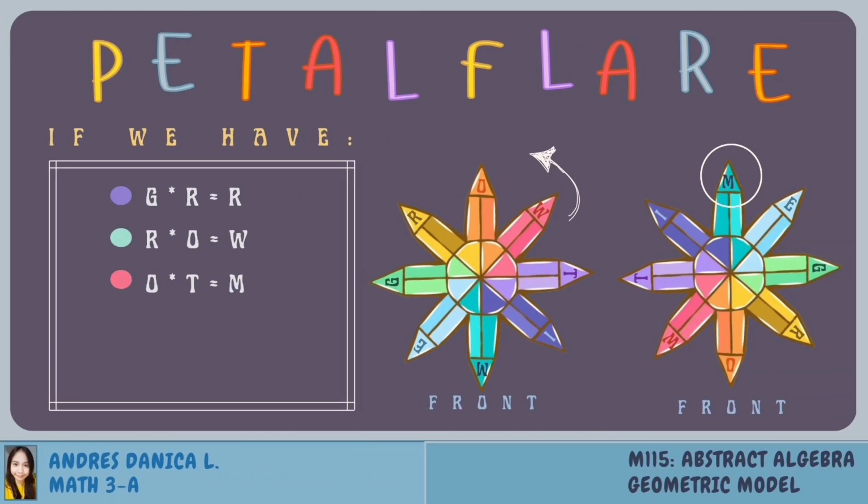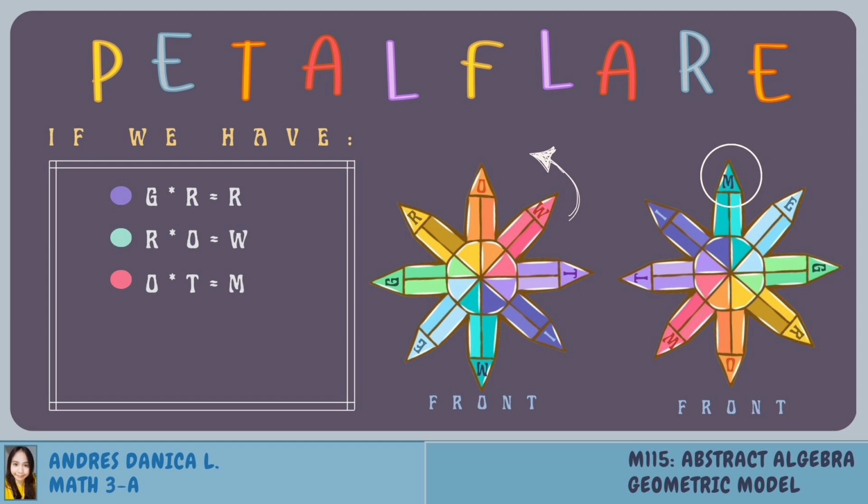If we have O star T, for the first move, we will have rotate 90 degrees counterclockwise, and for the second move, we need to rotate 180 degrees counterclockwise, and we will get element M.